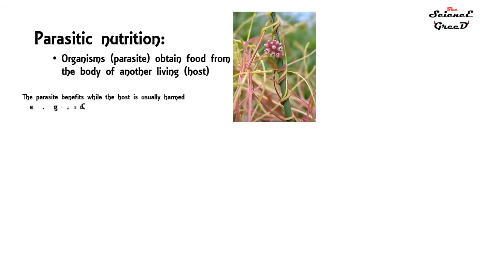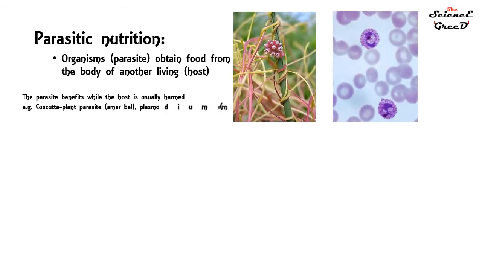Parasitic nutrition. Parasitic nutrition or parasitism is a mode of heterotrophic nutrition where an organism, known as a parasite, lives on the body surface or inside the body of another living organism, known as a host. The parasite obtains nutrition directly from the body of the host. The parasite benefits while the host is usually harmed, for example cuscuta plant parasite, amarbel, plasmodium, malarial parasite.